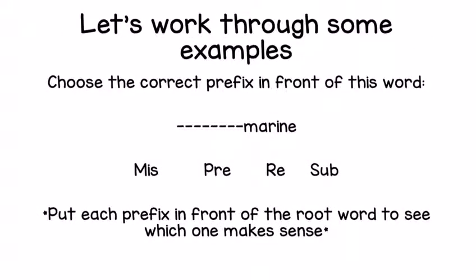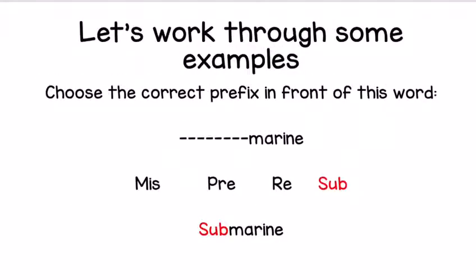Choose the correct prefix to go in front of this word, something marine. To be able to answer questions like this, try putting each prefix in front of the root word to see which one makes sense. So for example, is it mismarine, premarine, remarine, or submarine? Now once you've tried each of those prefixes in front of the root word and decided which one makes sense, you should have identified that the one that made sense was sub, making it submarine.